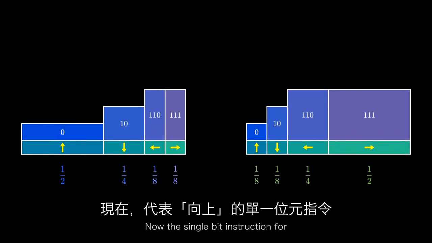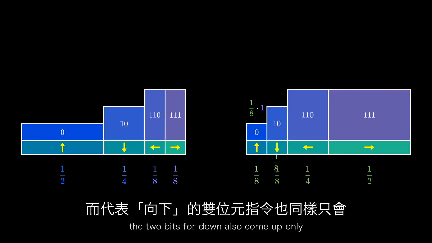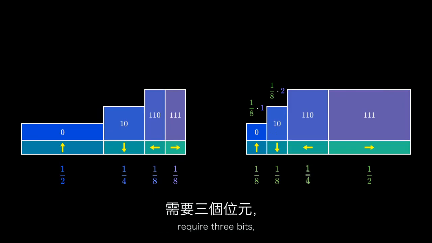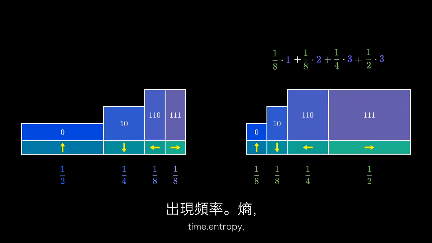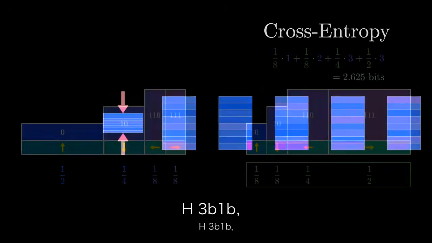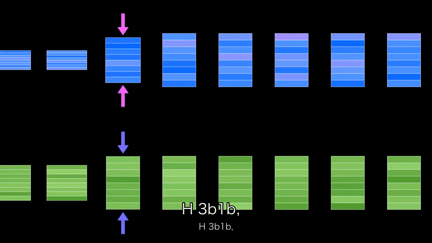Now, the single bit instruction for up comes up only 1/8 of the time, the 2 bits for down also come up only 1/8 of the time, and the other 2 instructions each require 3 bits, which together happens 75% of the time. Adding this up as a weighted sum, you get an average of 2.625 bits per message. You would say that this number represents the cross-entropy of the original distribution relative to the new one. If you've optimized a compression scheme around one context, how does it perform in another context?